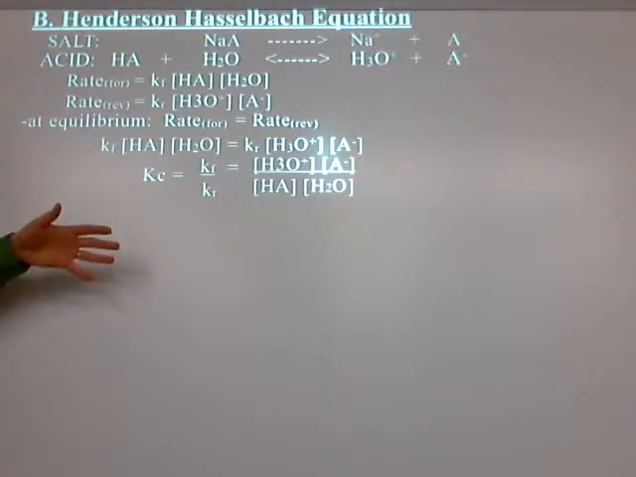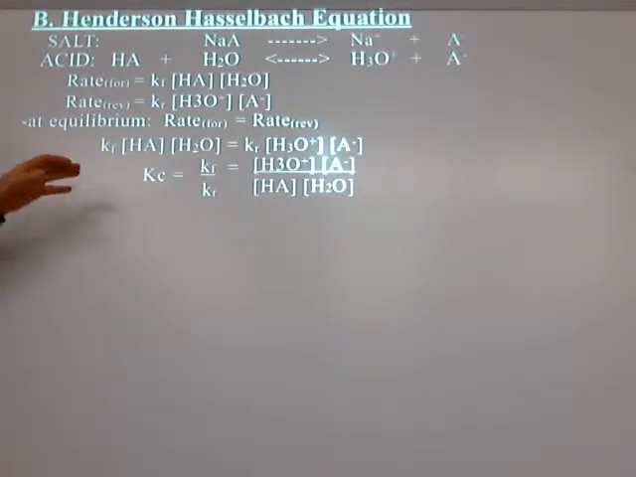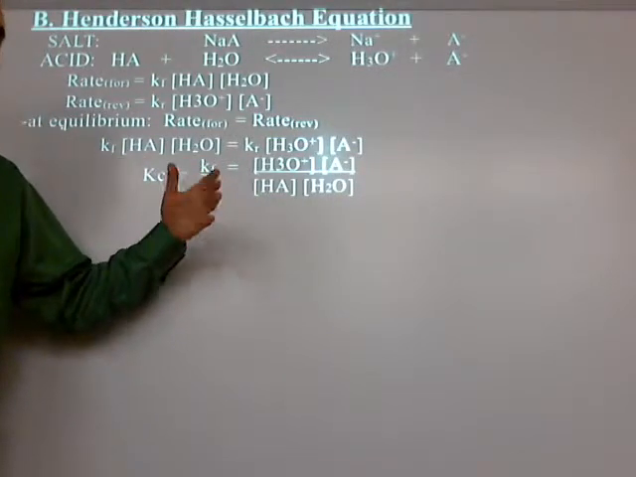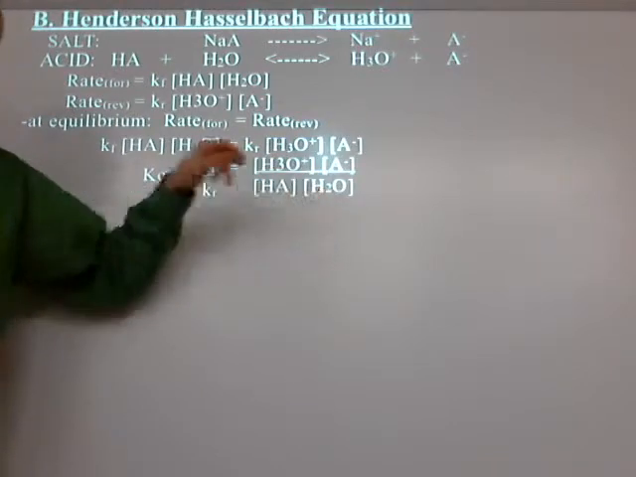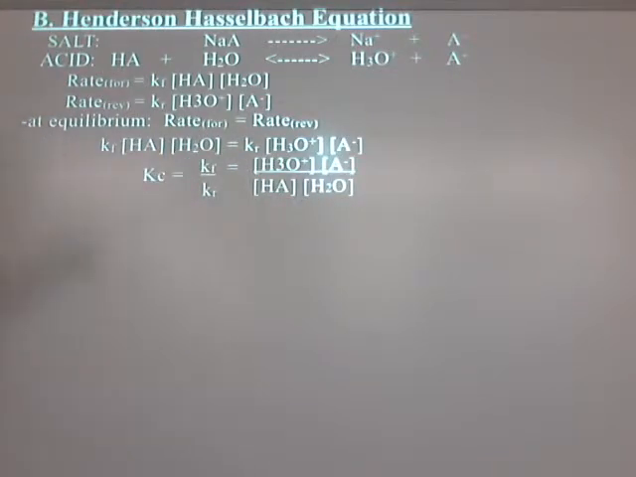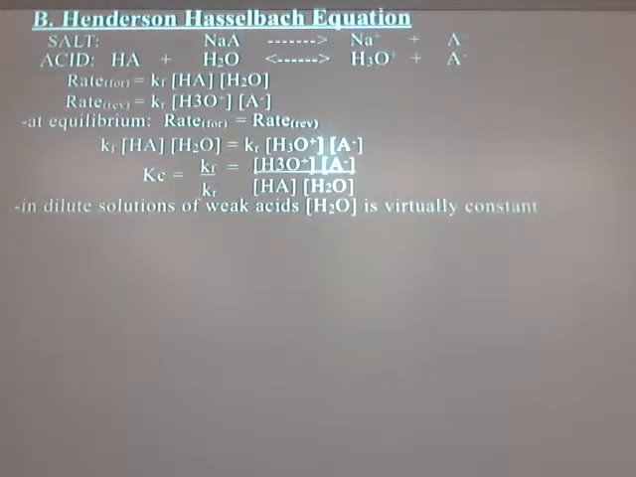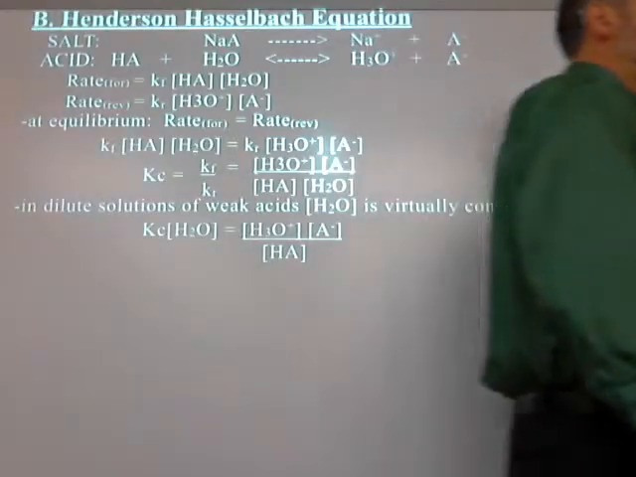Now, we went further. In this chapter, we realized that since we're dealing with weak acids and dilute solutions, what can I do with that water? He's a constant too. So I'm going to bring him over to the other side, okay, because water is virtually constant. And basically, you'll get Kc times water equals that. There you go. That's nice.